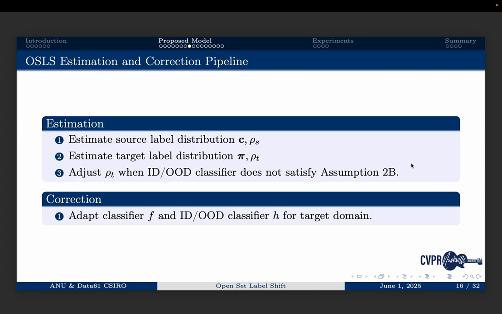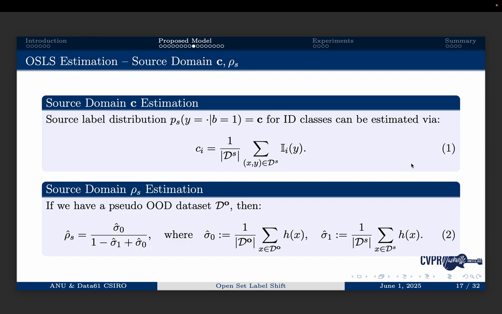In the open set label shift correction model, we just adapt our classifier and the ID versus OD classifier to the target domain directly. In our open set label shift estimation model, we first want to estimate the source domain label distribution C for ID classes and the source domain ID data ratio rho S. The source domain label distribution for ID classes can be obtained easily by just counting the frequency of the samples for each class in the source domain labeled data. The source domain ID versus OD ratio can be estimated with the proposed estimator in equation 2.